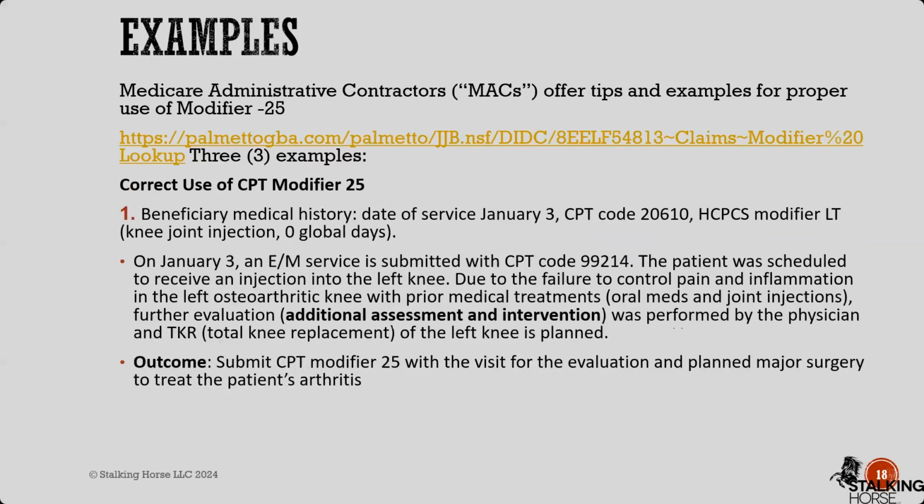So this example is actually from Palmetto GBA, which is another Medicare administrative contractor. I just thought it would be good to get a couple of examples from another payer. So in this one, the beneficiary was seen in January, and it looks like there's an injection code here for a knee injection that has 0 global days. So an E&M service is submitted with a 99214.